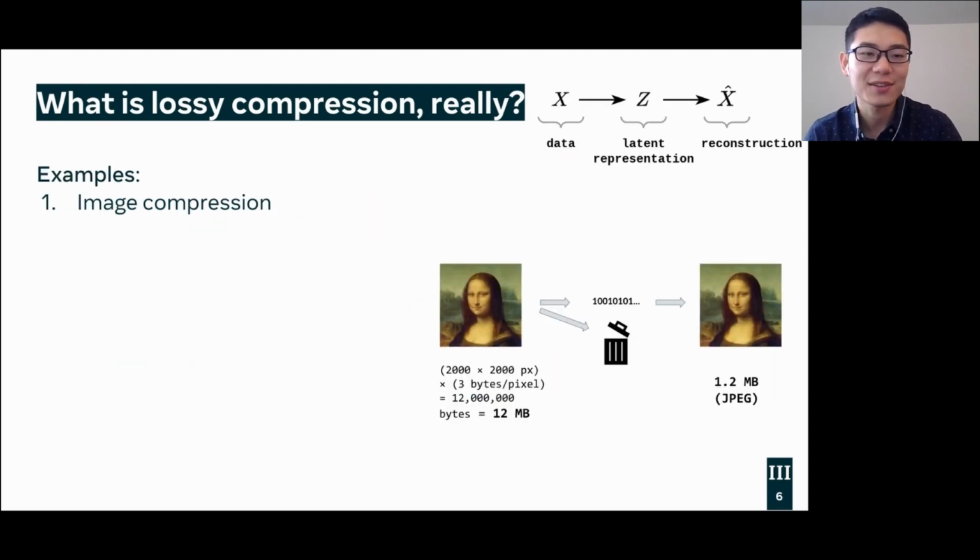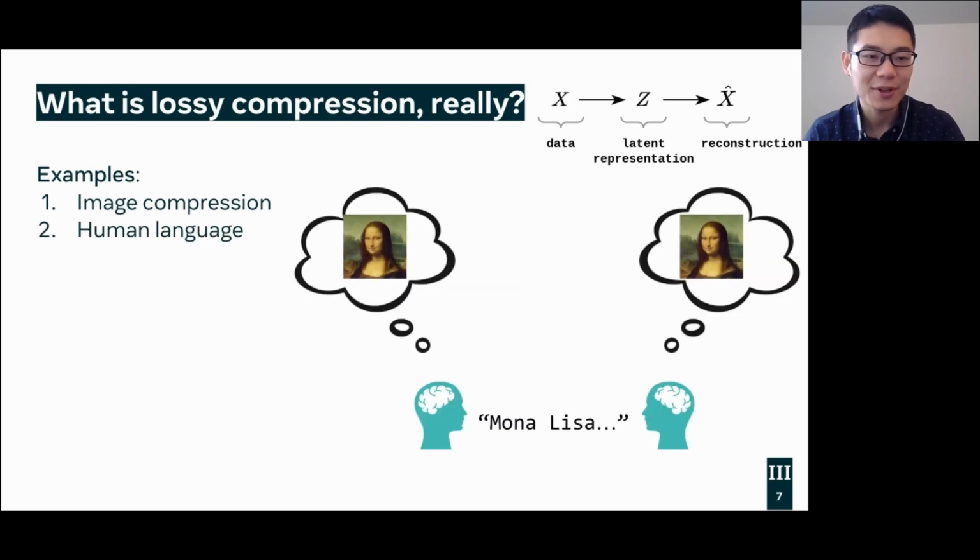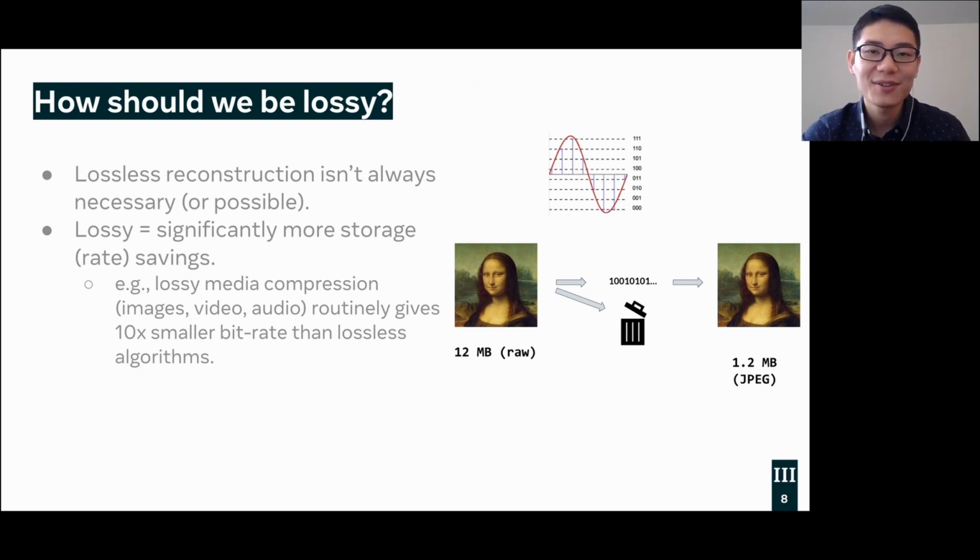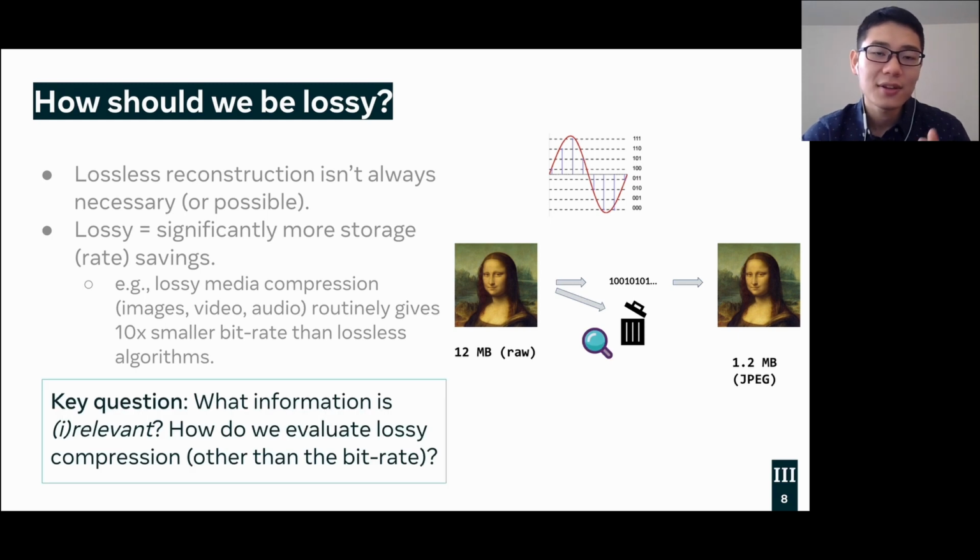Here's a routine example of lossy compression, that is image compression, but it can also be more abstract. For example, we can think of the way that we humans communicate in words and symbols also as a form of lossy compression. In the introduction, we saw many good reasons for why we want to use lossy compression. So how should we go about being lossy? Well, we'll need to throw away a lot of irrelevant information, and also not so much information that the reconstruction contains no useful information of the original data. So a key question is this: what information is relevant versus irrelevant, and how do we know if our lossy compressor is doing a good job?